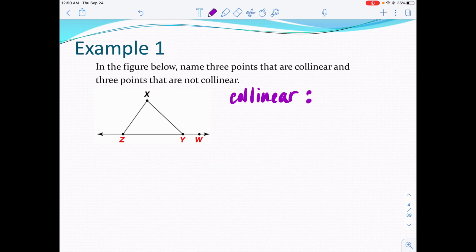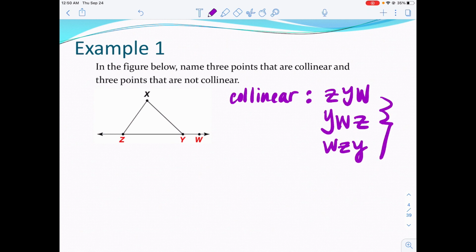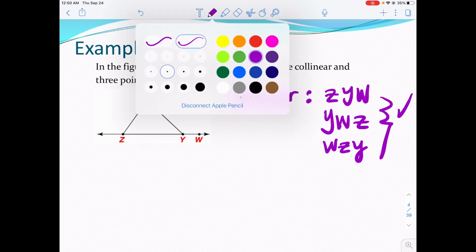All right, collinear points. There's only 3 options for collinear, so you write Z, Y, W. The order doesn't actually matter, so you can also write it as YWZ or WZY. All three of these options are good. They're all the same.